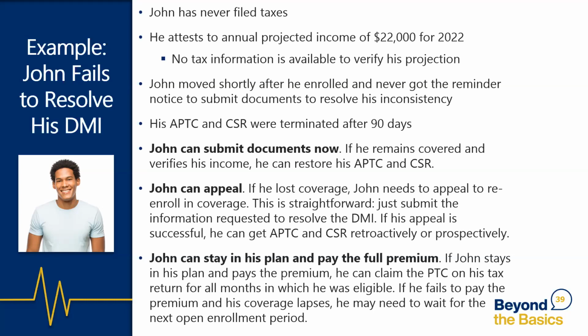So this is pretty straightforward though. He just submits the information that was requested to resolve the DMI. He'll be determined eligible. And when his appeal is successful, he can get APTC and CSR either retroactively or prospectively. John can also stay in his plan and pay the full premium. If he stays in the plan and pays the premium, like I said before, he can get the PTC on his tax return for all months he was eligible. But if he fails to pay the premium, or if his coverage lapses, then he may need to wait for the next open enrollment period.